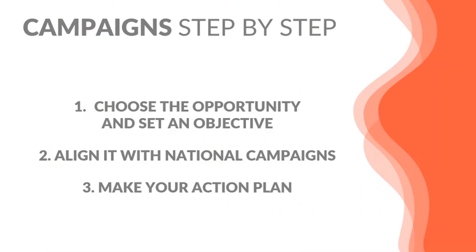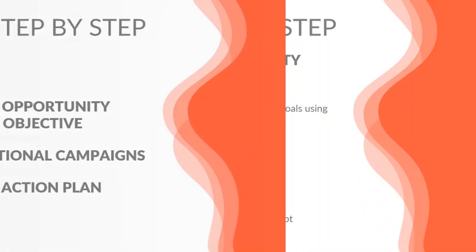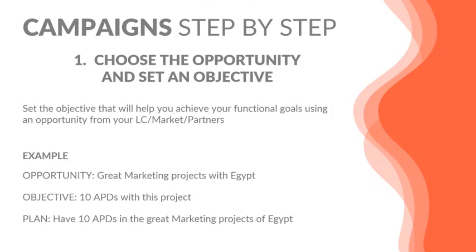And now here I have a step-by-step of things you have to do. So first, you need to choose the opportunity and set an objective for your campaign. Second, you need to align this with the national campaigns that are running by the MC side. And finally, you need to make your action plan to make it work. So giving some further explanations to choose the opportunity and set an objective. Set the objective that will help you achieve your functional goals using an opportunity from your LC, from your market, or from your partners. For example, great marketing projects with Egypt. This is an opportunity because Egypt has very good marketing projects. So we're going to use that to run a campaign focused on these projects. And your objective with this will be to have 10 approvals in this project.